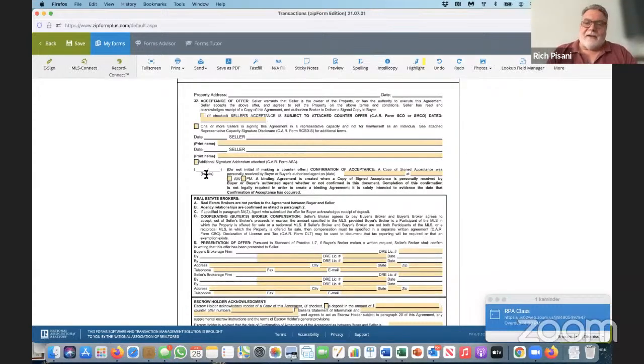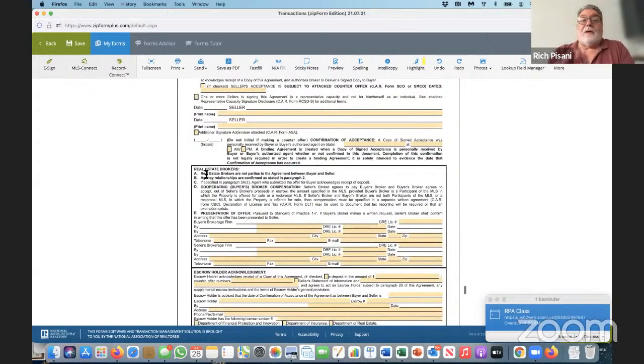Now, it's not required that the listing agent initial this as the confirmation. It's strongly suggested so that there is no question, and a listing agent can't drag their feet and not confirm the acceptance. Most likely, if you've sent it, it's been accepted. There are some arguments, but so that there isn't any vague argument made, listing agents should accept the offer, initial it, and send it back.